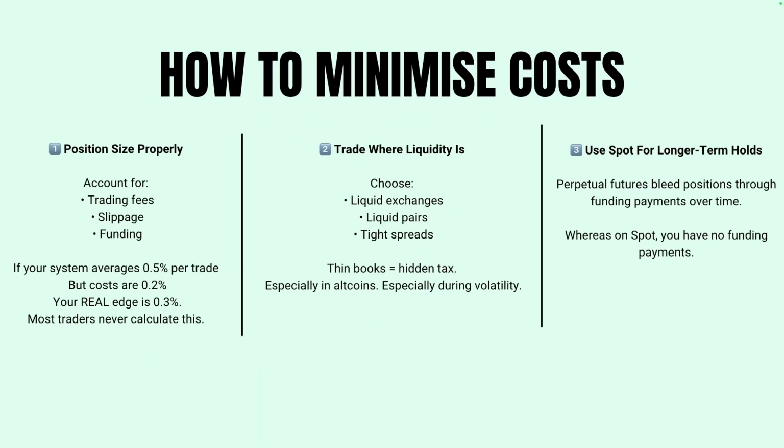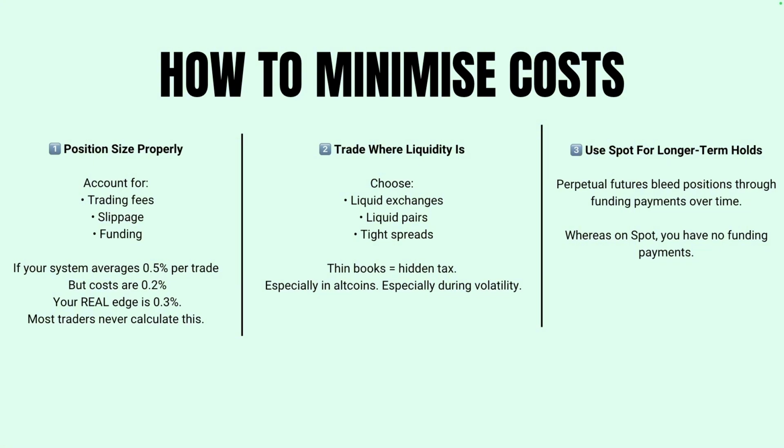So overall, how to minimize costs. Number 1, position size properly. Make sure you account for trading fees, slippage, and funding rates in any of your positions. If your system averages 0.5% per trade, but your costs are 0.2%, your real edge is 0.3%. Most traders never calculate this.